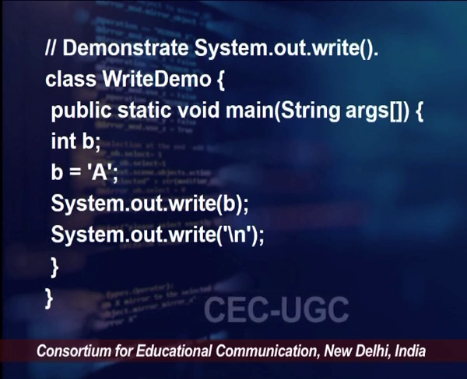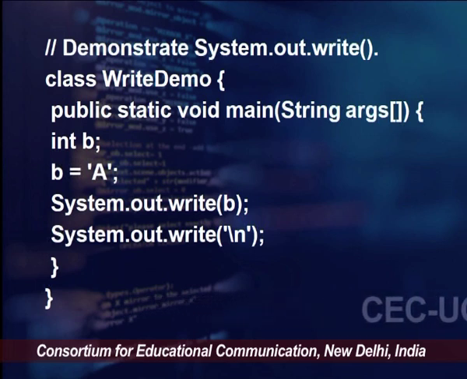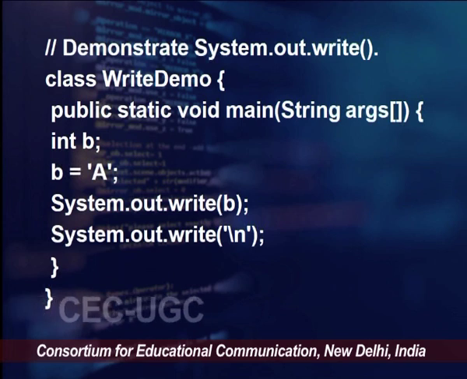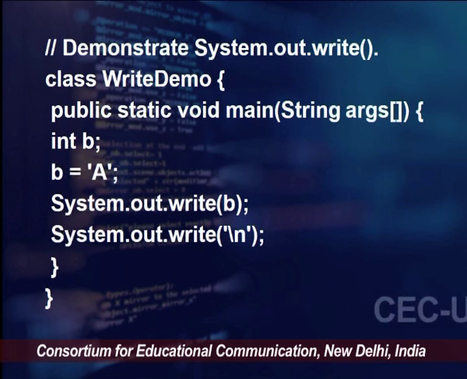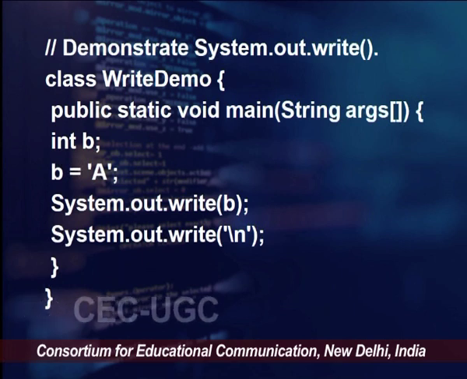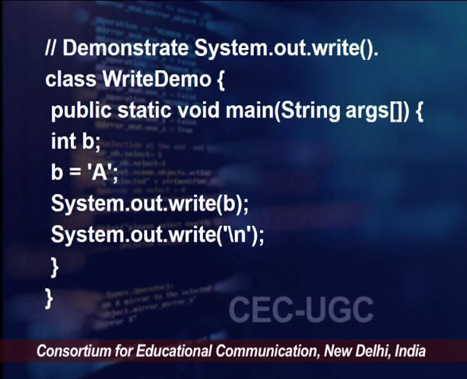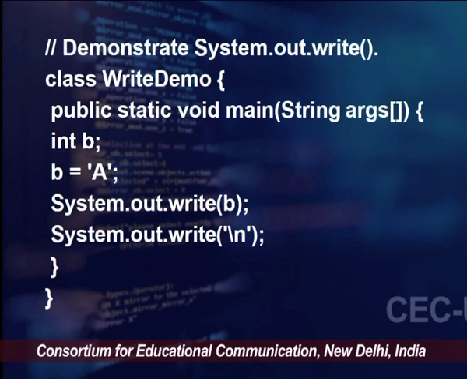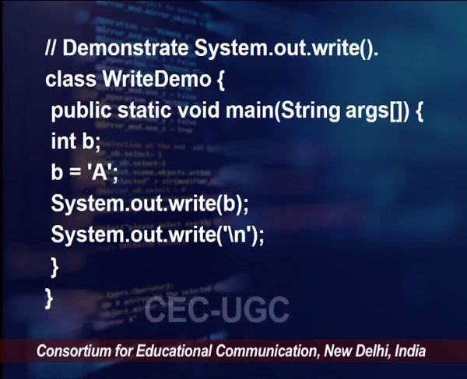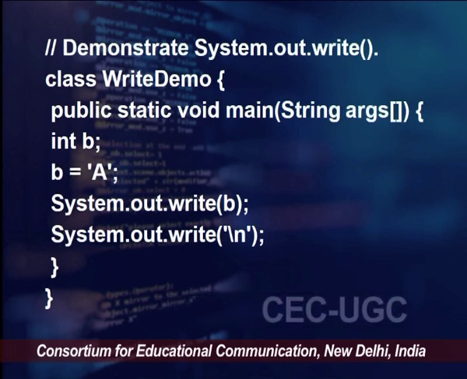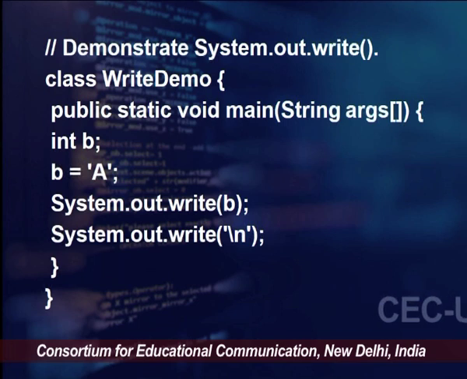So, the couple of things I was talking about are: no throws IOException, and because the parameter accepted inside write is an integer, we have used b as the integer and given it inside System.out.write. Instead of writeln we have used System.out.write with \n. Now, this was one more form of the write method.